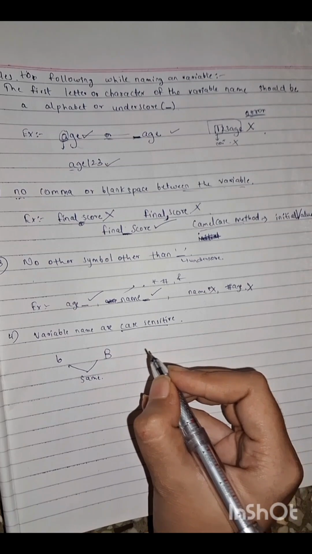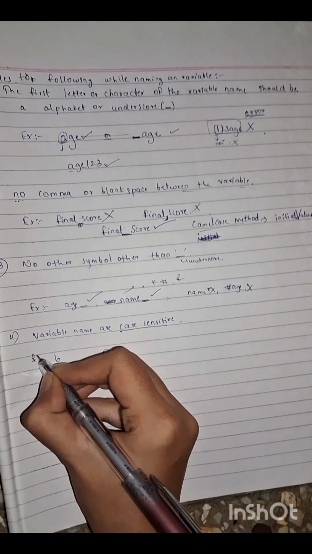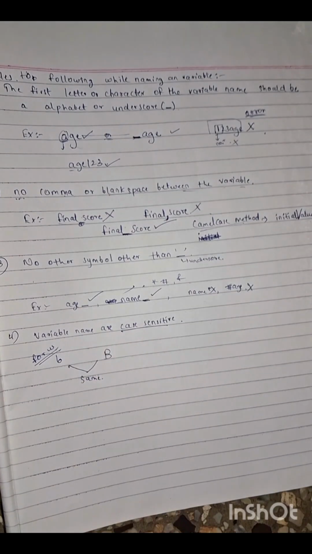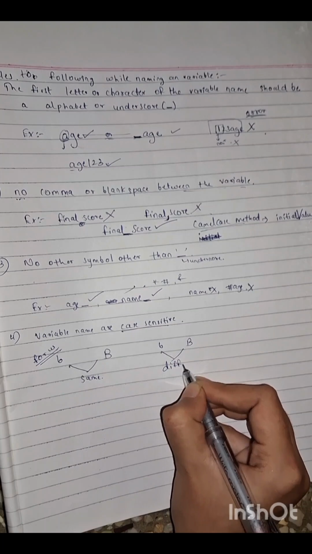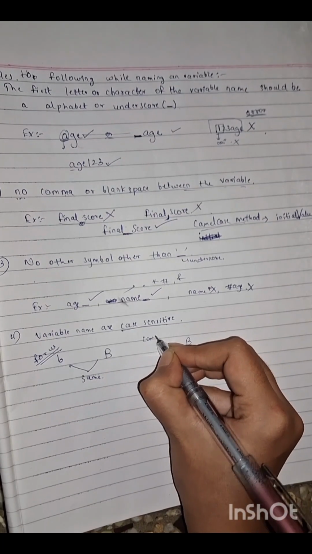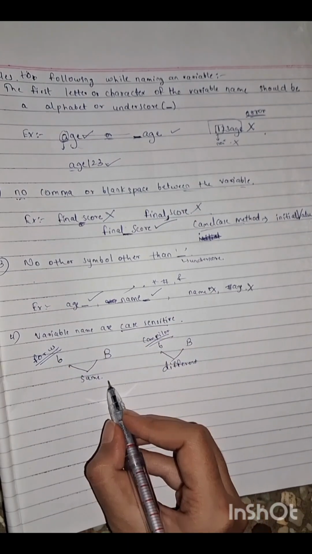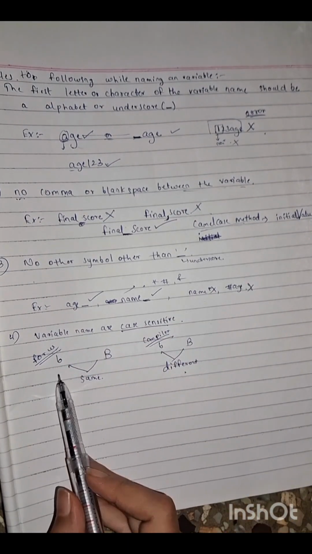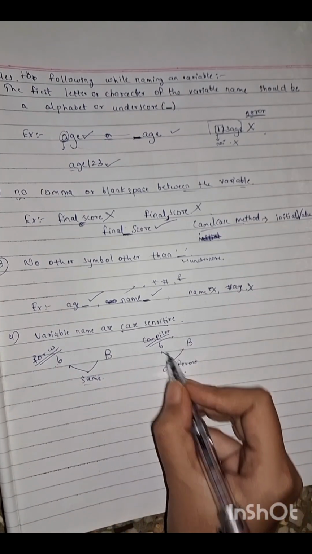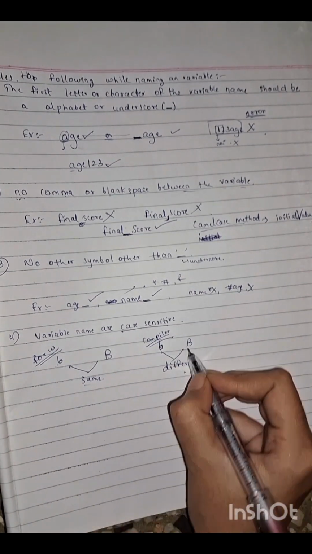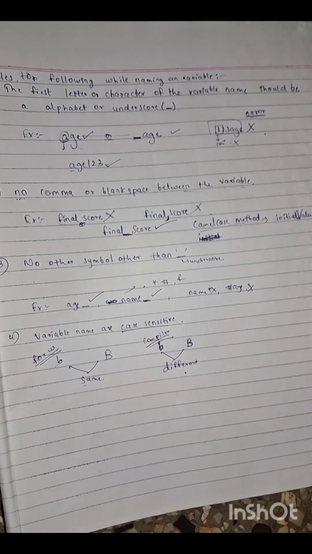For us, these two are the same, but for the compiler, these two are different. Okay. So this is the meaning of "variables are case sensitive." If for us this is also B, this is also B, it is the same. But for the compiler, this is like this, so it is different. This is like this and this is like this, so both are different for the compiler.